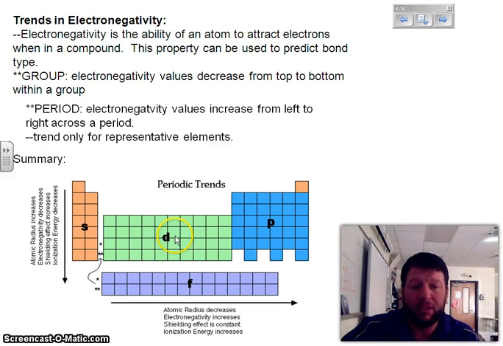You will have to tell me, though, which atom has a higher electronegativity. That one or that one. And those are the things you're going to have to answer questions to. So you're going to have to be able to apply it, not just memorize it.